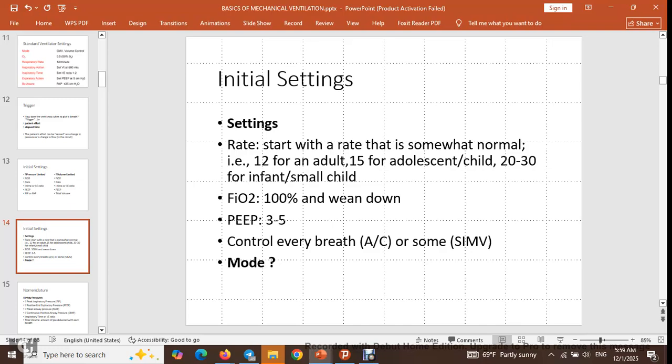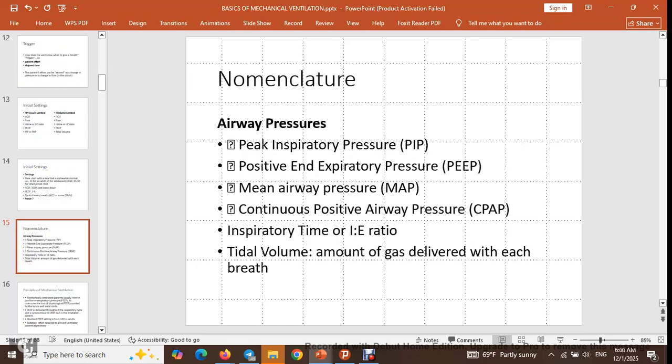So you can control every breath. It can be assisted, or sometimes it can be synchronized intermittent mandatory ventilation. Another most important thing is that peak inspiratory pressure is the summation of plateau pressure plus mean airway pressure. The pressure that can generate tidal volume is plateau pressure minus PEEP. So you can calculate and you can get that.